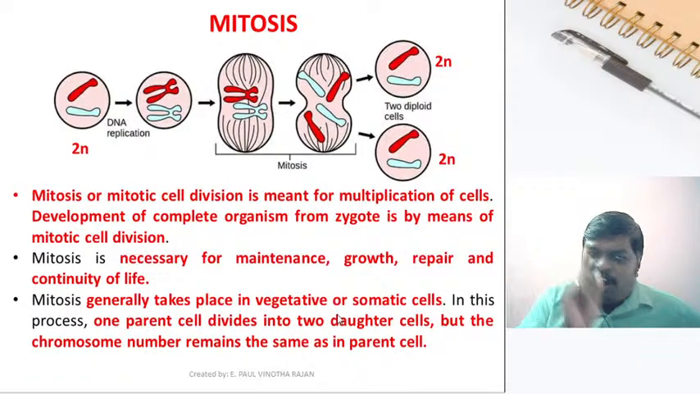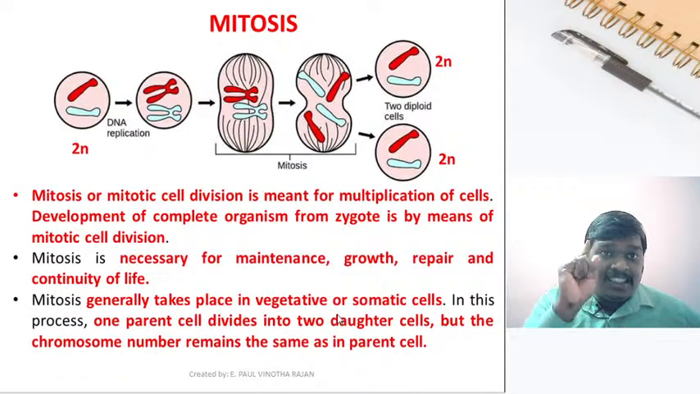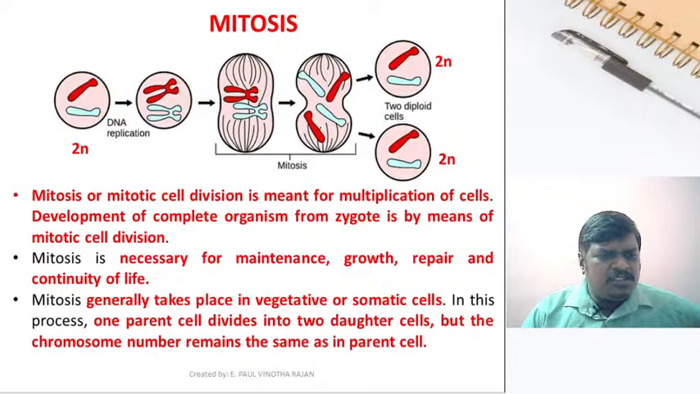Whereas the formation of gametes, the sperm and ovum alone, is the meiosis process. The rest of the cell division in the body is mitosis cell division. So why is mitosis very important for us? Mitosis is very important for maintenance of cells in the body.